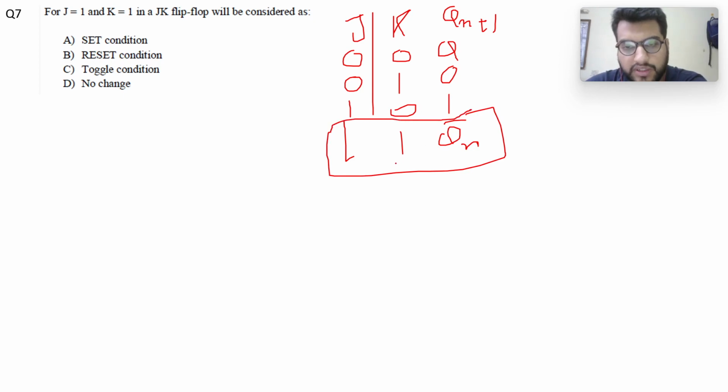So what is this condition called? For J equal to K equal to 1, Qn plus 1 is equal to Qn complement. So the output toggles. So that means this is the toggle condition. This was a straightforward question. I don't think there will be any doubts in here. So now let me move forward to question number 8.